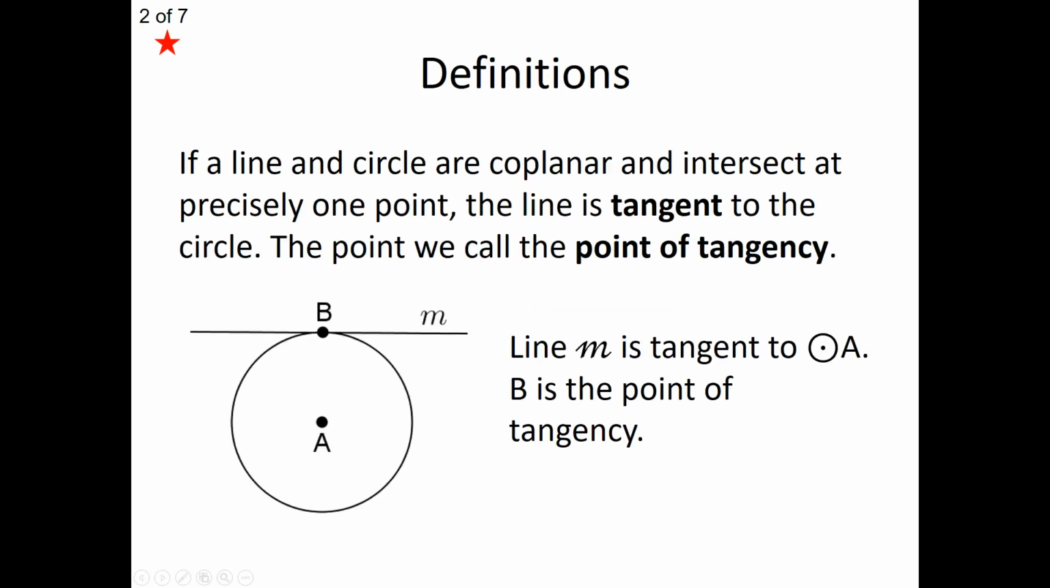So if a line and a circle are coplanar and they intersect at precisely one point, the line is tangent to the circle. The point that the circle and that line intersect at, we're going to call the point of tangency. Essentially, imagine that this line and this circle have only one single point in common. In our diagram below, we have line M, which we are going to call tangent to circle A, and B is the point of tangency, meaning that point B is both on the line and on the circle.